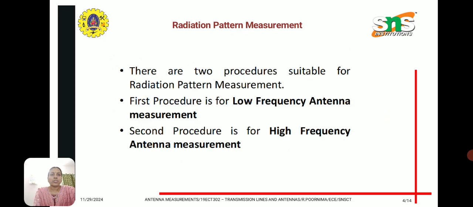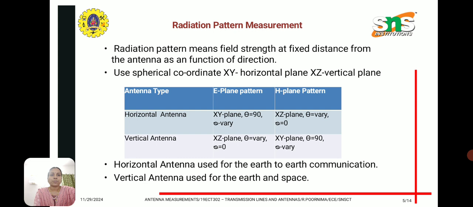There are two procedures suitable for this. The first procedure is for low frequency antenna measurement, and the second procedure is for high frequency antenna measurement. Radiation pattern means the field strength at a fixed distance from the antenna as a function of direction. It uses the spherical coordinates: the xy horizontal plane and the xz vertical plane. By antenna type, we have the horizontal antenna and the vertical antenna.